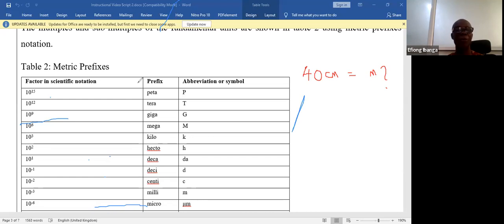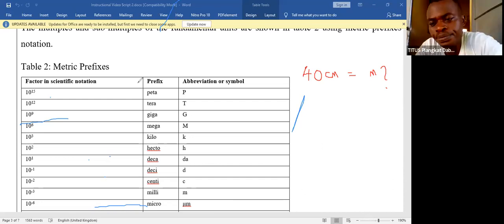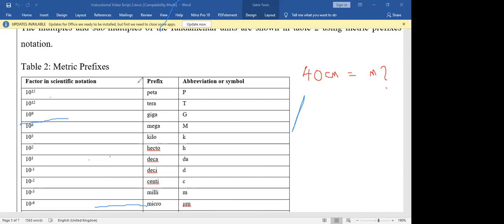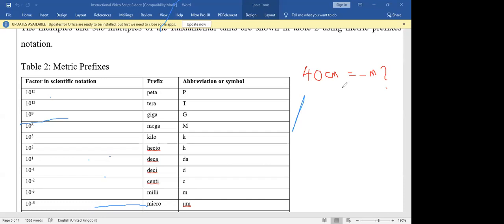40 centimeters can be written how? Yes, 4 meters? 40 cm is equal to 4 meters? Yes, 4 times 10 raised to the power 1? 0.4 meters. Is that correct? 0.4 meters. In standard form. In standard form.